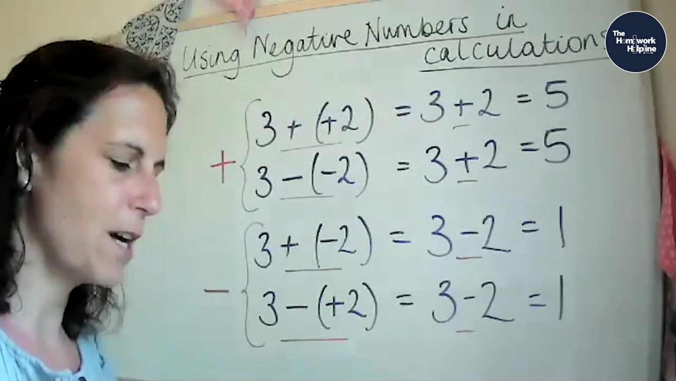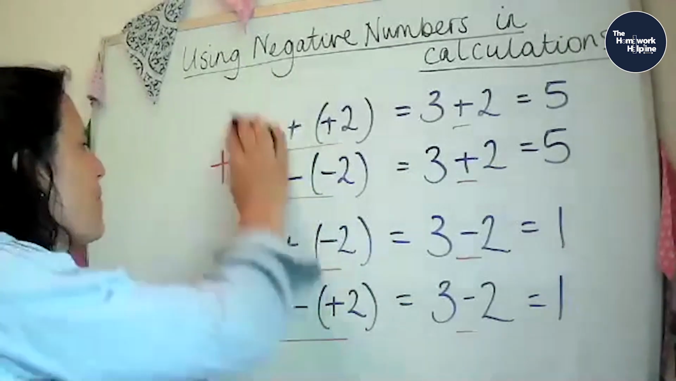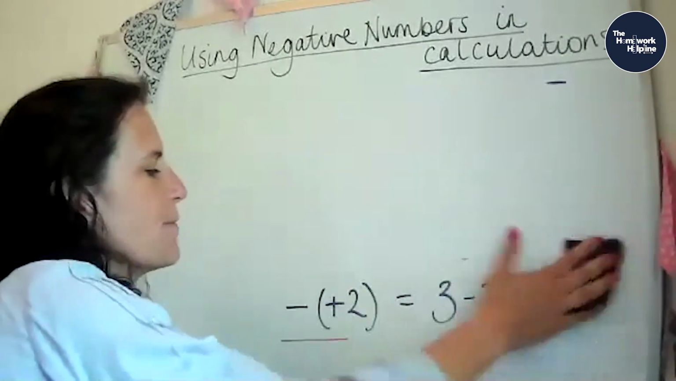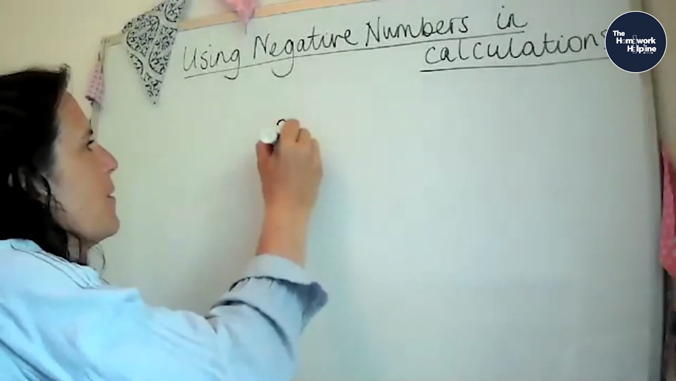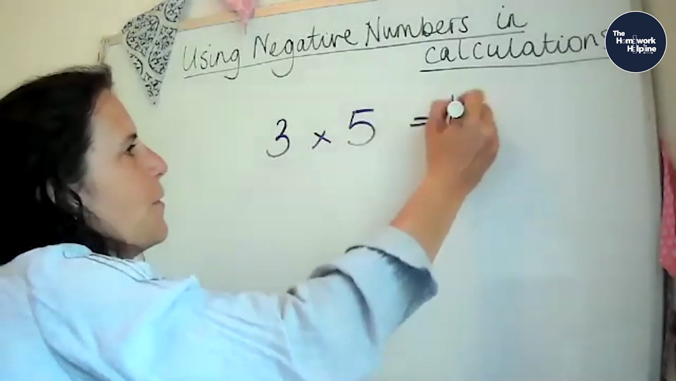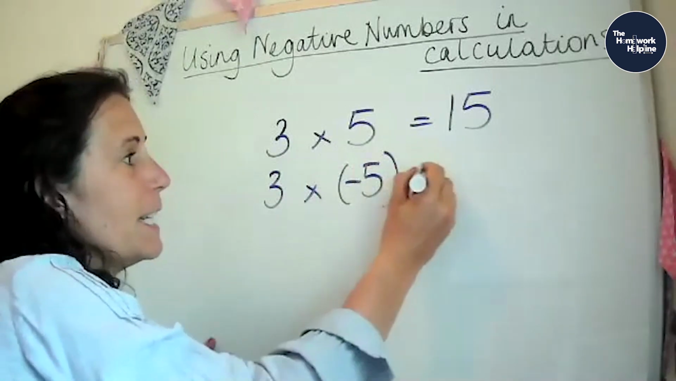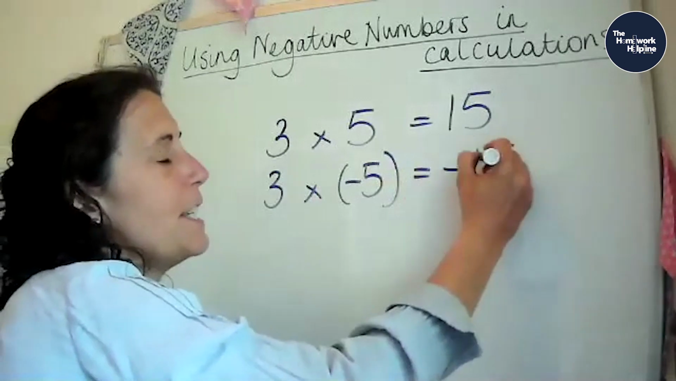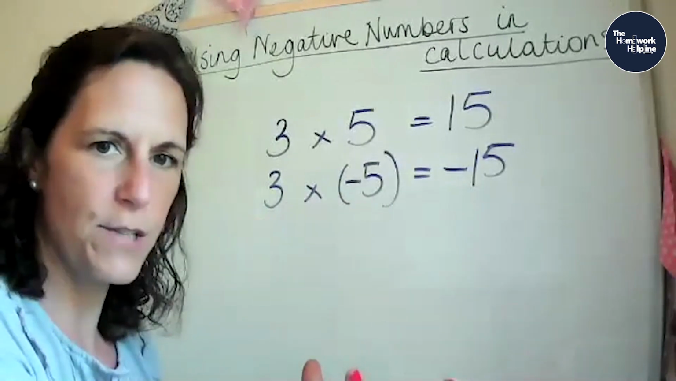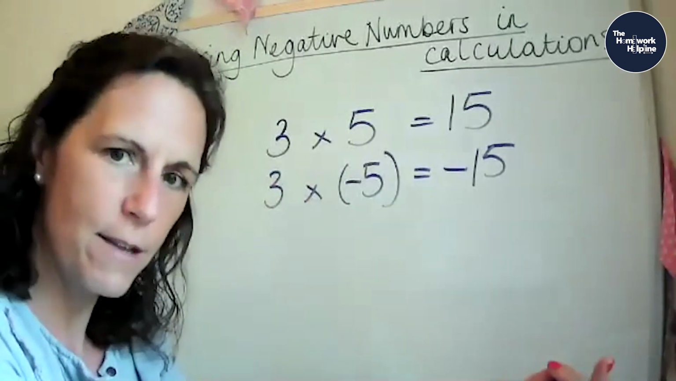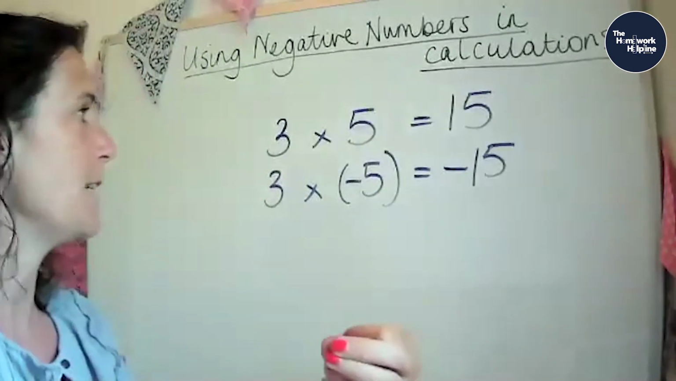What happens when we times and divide negative numbers? Well, it's not too different actually, but I shall show you a couple of examples of those. Okay, so let's do 3 times 5. 3 times 5 equals 15. 3 times -5 equals -15, because we've got 3 lots of -5. So if you have -5 and you add on -5, that would be -10. Adding on another -5 would be -15.